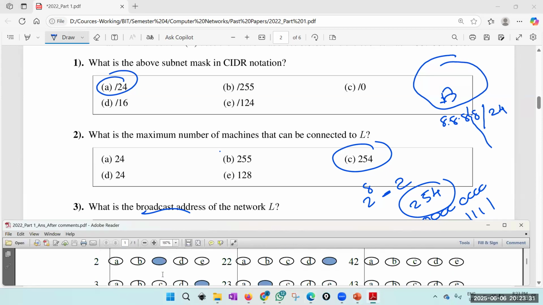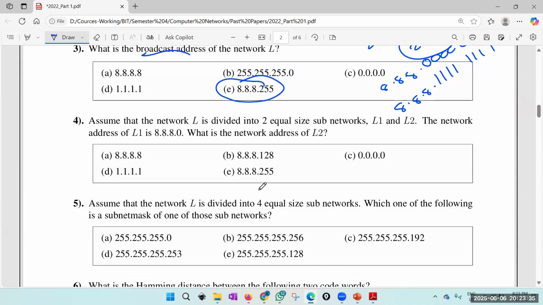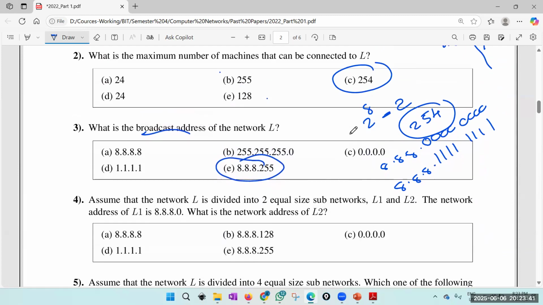Third one, yes, E. Fourth one, assume that the network L is divided into 2 equal size subnetworks. So that means we are going to borrow one bit now. It's going to be /25 now. L1 and L2, so that we can take 0 for one, 1 for the other. What is the network address of L2?